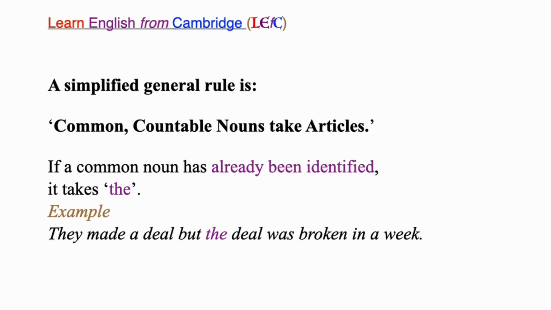If a common noun has already been identified, it takes the. For example, they made a deal, but the deal was broken in a week. So here, the deal in the second part of the sentence after but takes the definite article, because this noun has already been mentioned in the first part.